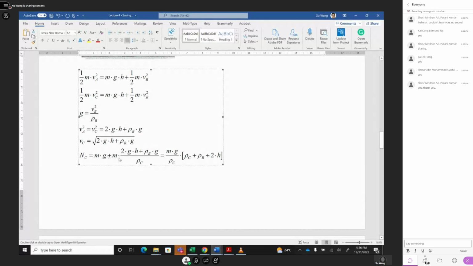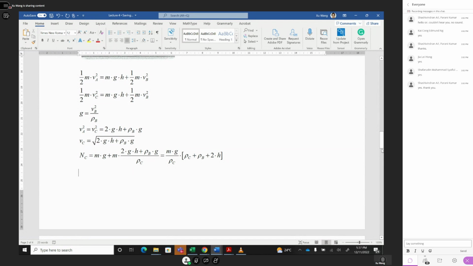So NC minus mg equals m times the centripetal acceleration, where v squared equals VC squared divided by rho c. And then from here you get this reaction force equal to mg plus m times this one. You take mg out and take the rho c out, and then you get the final result: rho c plus rho b plus 2h. That's the final result.